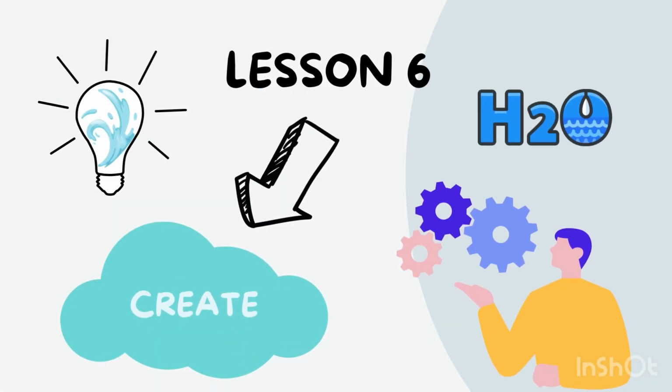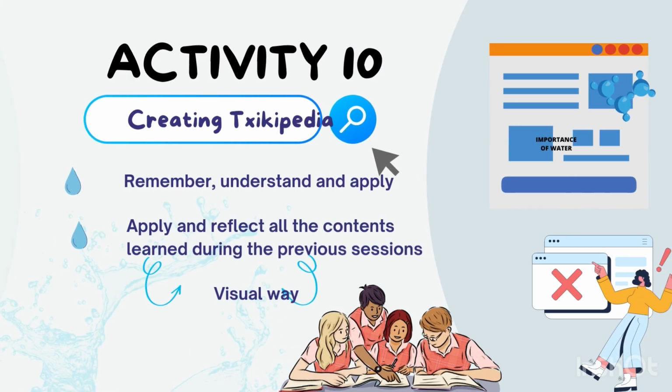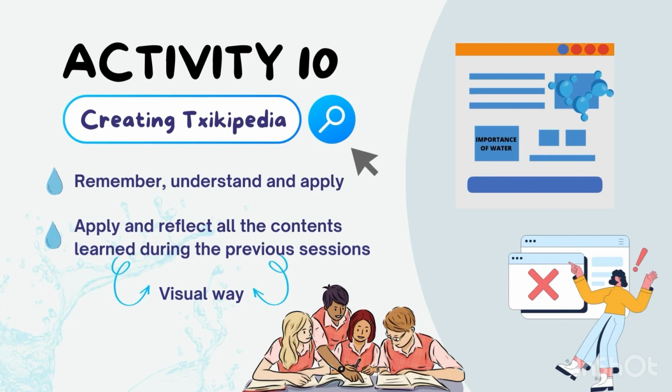Continuing with Lesson 6, Create, we will make an activity that is called Creating Wikipedia. For the last activity, we have decided to carry out a project in which the students will apply and reflect all the contents learned during the previous sessions. To begin with, they will be divided into 3 large groups, and each of them will work on one of the lessons: remember, understand, and apply.